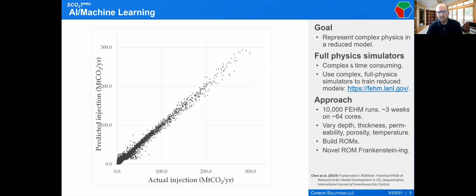When we started this project, the very first thing we did is create a very large Monte Carlo deck. There's 10,000 runs. On the x-axis, what you're looking at is the actual injection rate that came out of our full physics simulator. On the y-axis, we're looking at the predicted, the reduced order model, or the SCO2T prediction of what CO2 injection looked like. We're looking at a very large range of CO2 injection rates here. It's kind of complicated, but the reason we need to do this is to understand plume dynamics across all possible geologies.